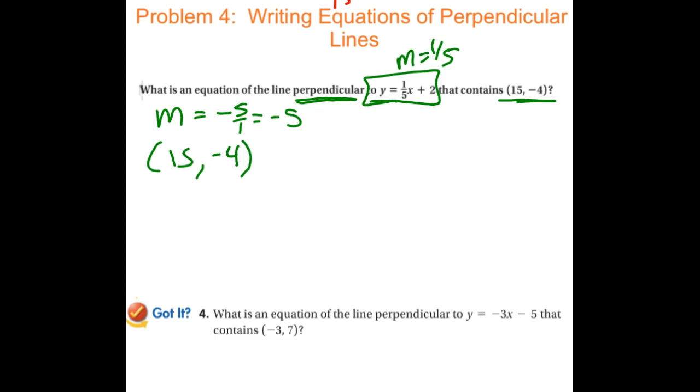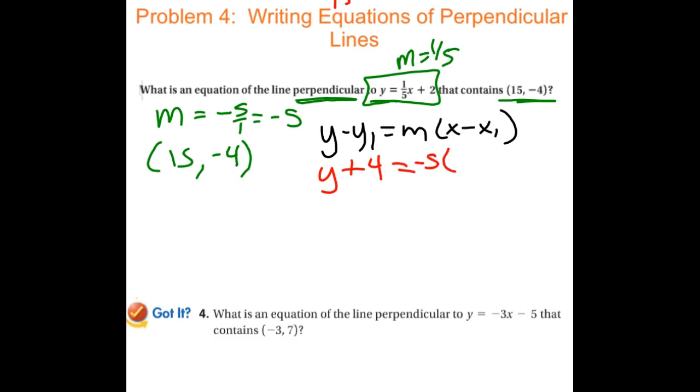So those are the values I'm now going to be using that I plug into my point slope form. y minus y1 equals m times the quantity x minus x1. So I plug in those values now. I get y minus the y value, so it becomes +4, equals m, -5, times x minus the x value, which is 15. Now sometimes we do ask you to take that and turn it into slope-intercept form.